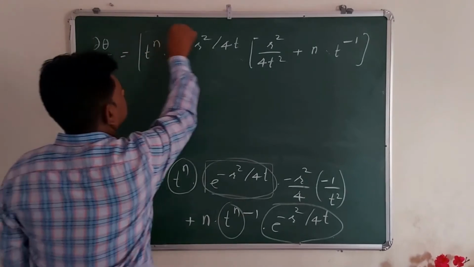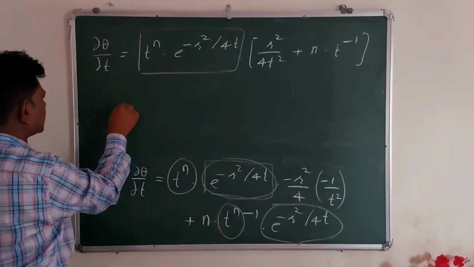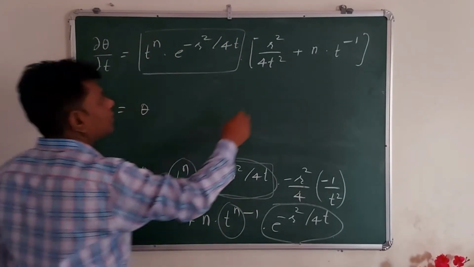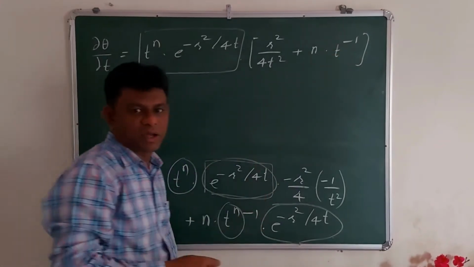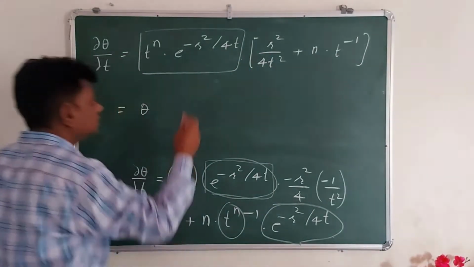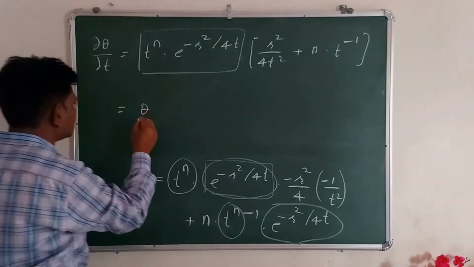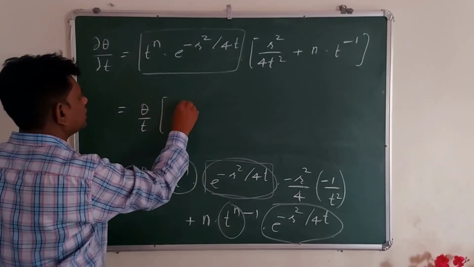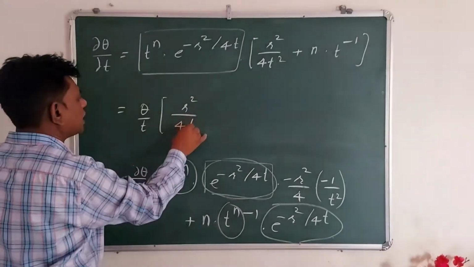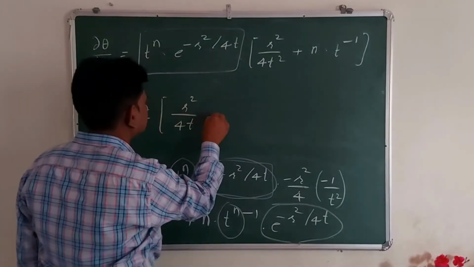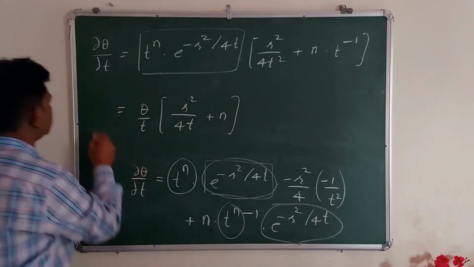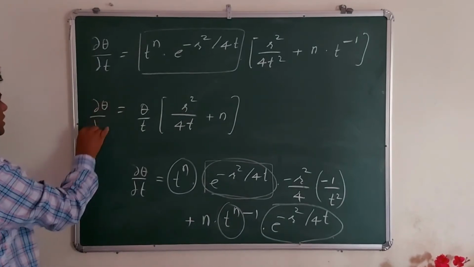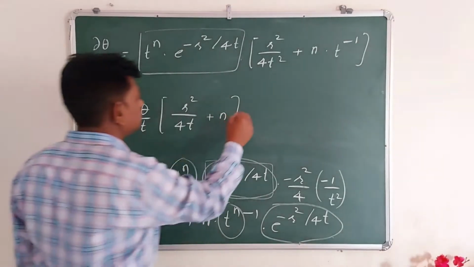Now by using the given term, this is theta. Again, t to the power minus 1 means 1 upon t. Here 1 upon t is also a common term, so we get theta upon t times r square upon 4 times t plus n. This is del theta by del t.